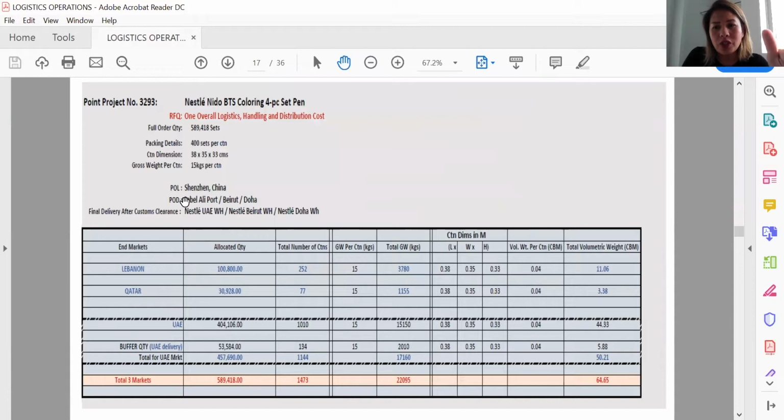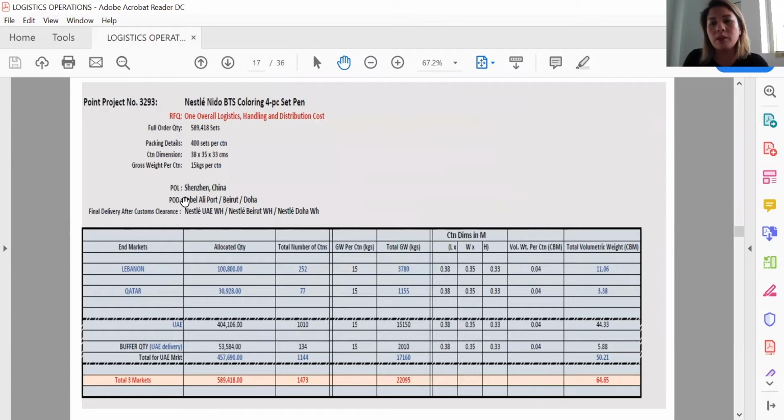Okay, so this project is a promotional item for Nestle. It's a marker, it's a coloring pen. It's more than 500,000 sets order. And it will be distributed to 3 countries, which are UAE, where the port is Jebel Ali. I'm going to use Jebel Ali port, the main port.